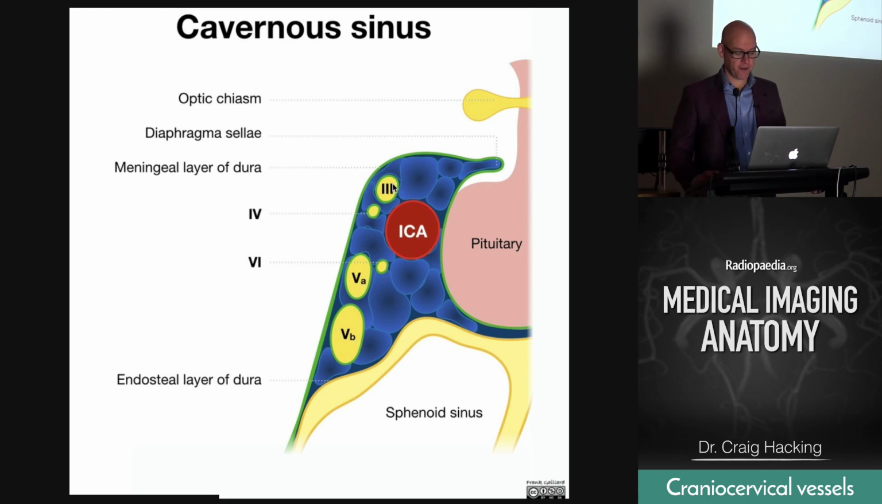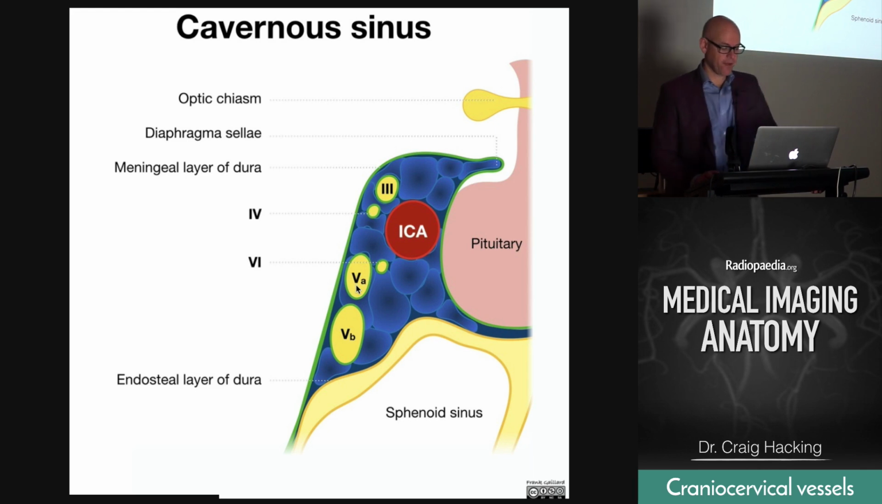And you can see the pituitary sitting medial to the cavernous sinus, so there's going to be one on the other side. The ICA going straight through the middle of it, and these nerves. From top to bottom, you have the third nerve, oculomotor, the fourth, the trochlear, which is often incorporated into the lateral wall, the sixth, and then V1 and V2. They're the trigeminal first division, the ophthalmic division, and the second division, the maxillary division, passing through.